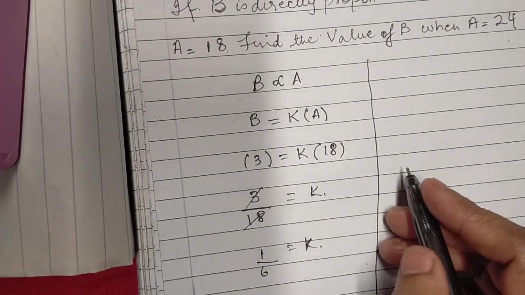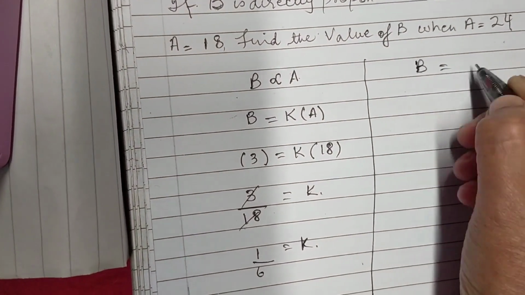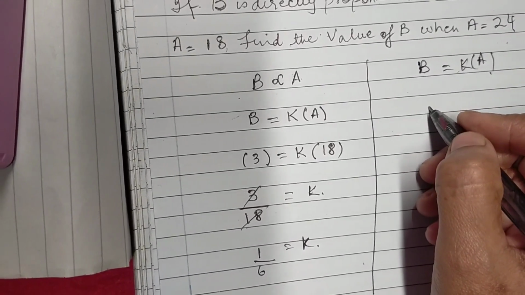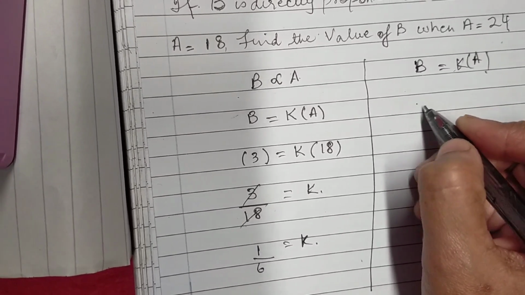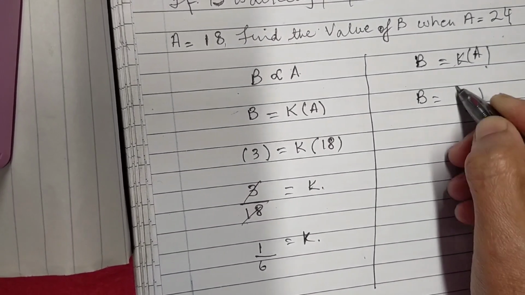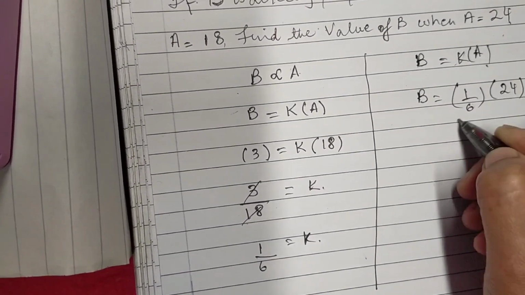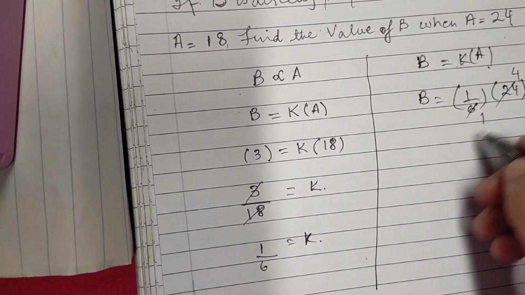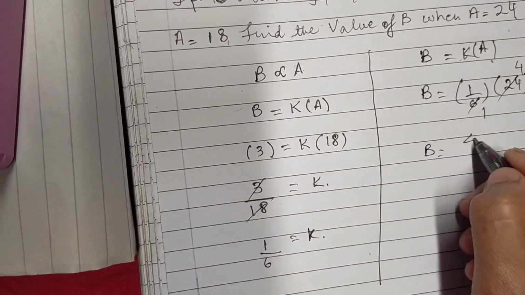Okay, and then after this we'll write b is equals to ka, and we would like to know the value of b. So we'll write b is how much? It's unknown. K is 1 upon 6, and our a is 24. Cancel it. 6 1s are 6 and 6 4s are 24. So your b will be how much? Your b will be 4.